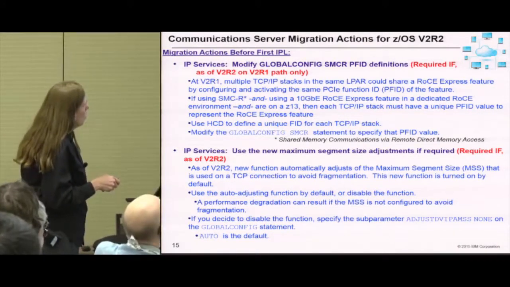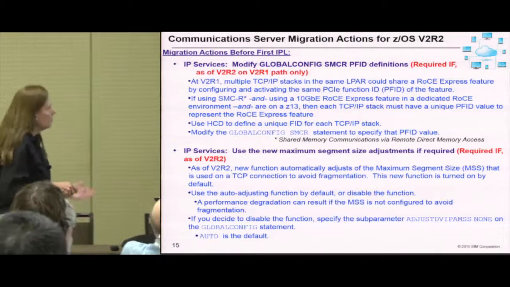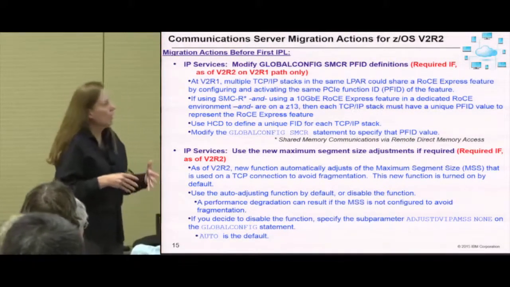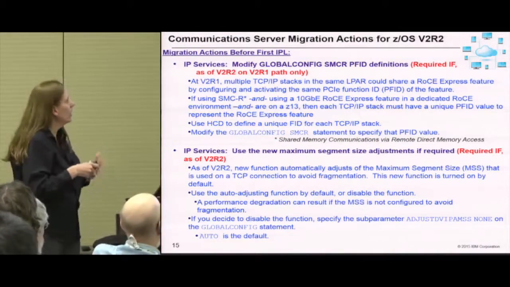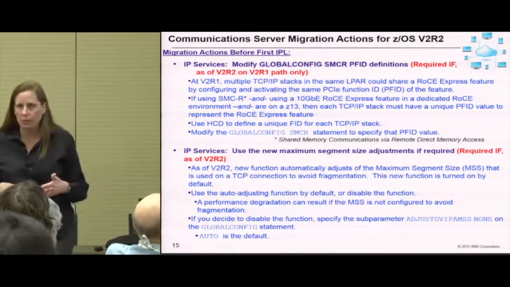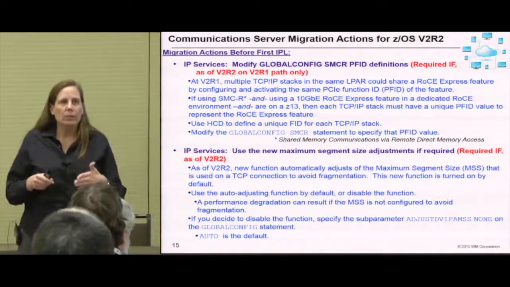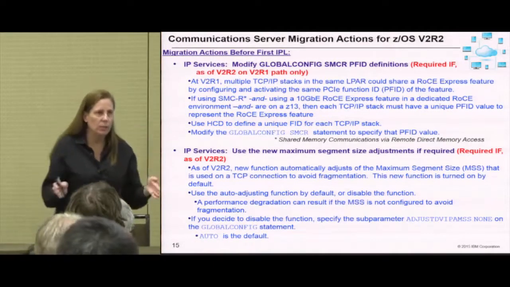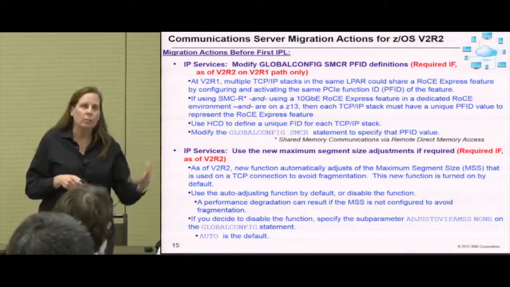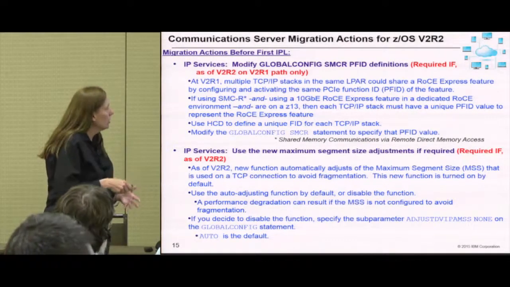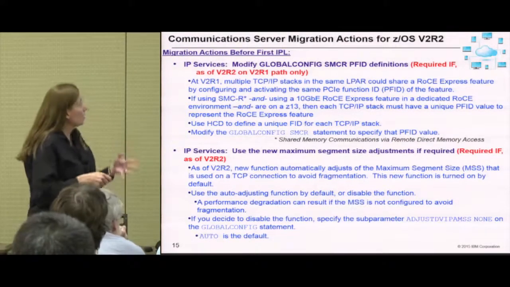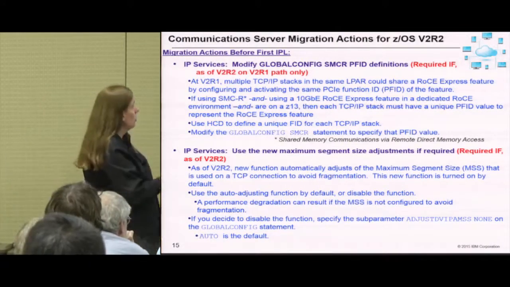On 2.1, you could have multiple TCP/IP stacks within the same LPAR that could share a RoCE Express feature and have the same PF ID of that feature defined on the global config SMCR statement. The requirement now is that you can't have the same one defined. Each stack needs to have its own PF ID. So you need to go into HCD to find a unique PF ID for each of the TCP/IP stacks, go into global config, and make sure they're separated.